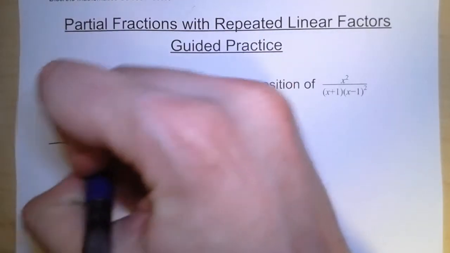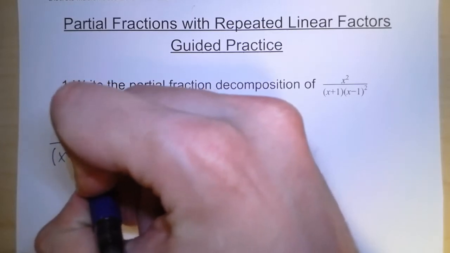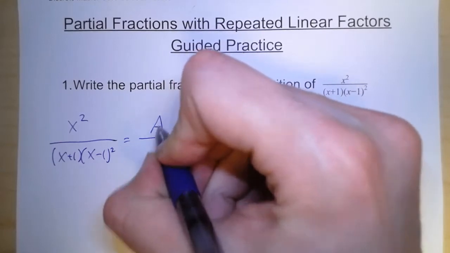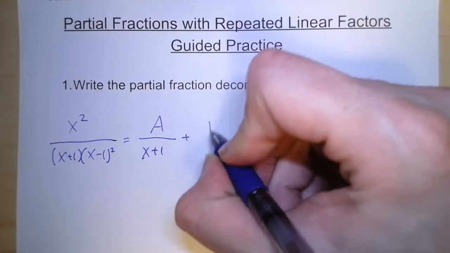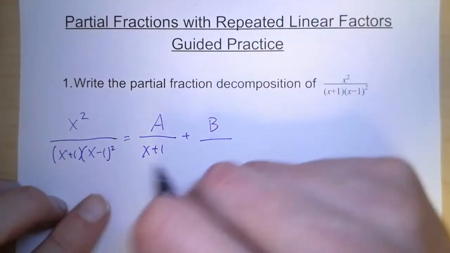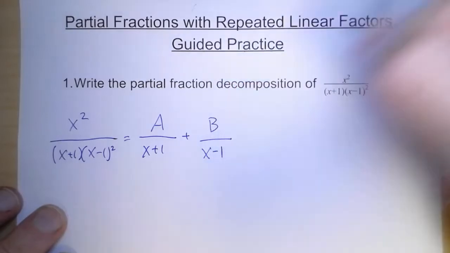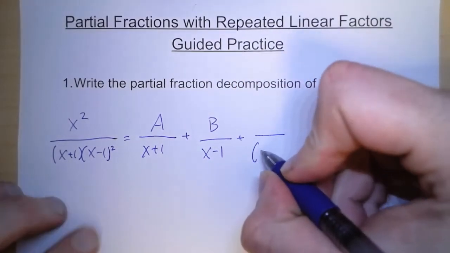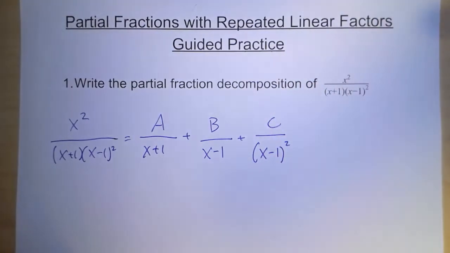We have x squared all over the quantity x plus 1 times x minus 1 squared. And that's going to equal a number a over x plus 1 plus b over. Now when we have a term with an exponent, we start with no exponent. So that's going to be just x minus 1. And then we raise it to the next. So this is going to be x minus 1 quantity squared.